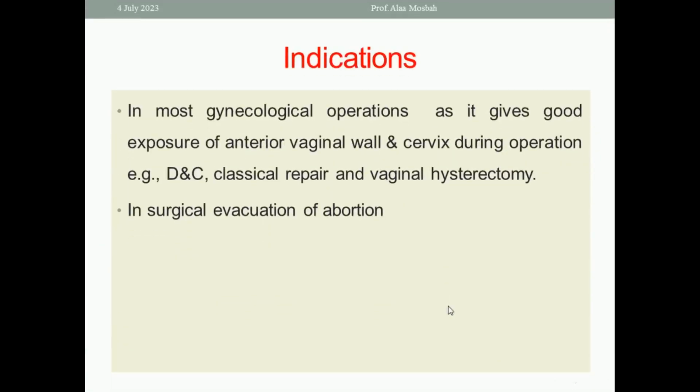What is the indication of the Auvard speculum? It can be used in most gynecologic operations as it gives good exposure of the anterior vaginal wall and the cervix during operation. Like what? Like D&C, like classical repair for prolapse, like anterior repair in case of cystocele, like vaginal hysterectomy. Also, it is used in surgical evacuation of abortion.